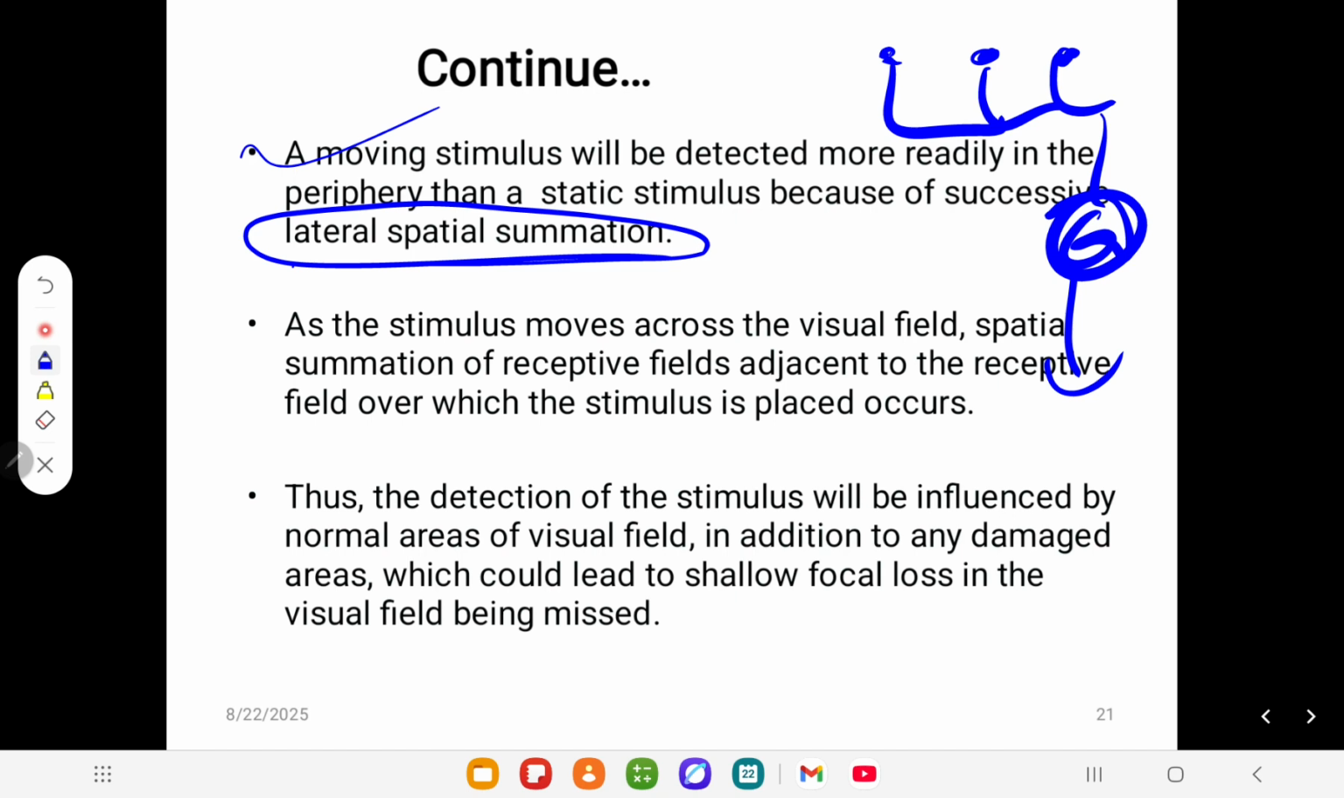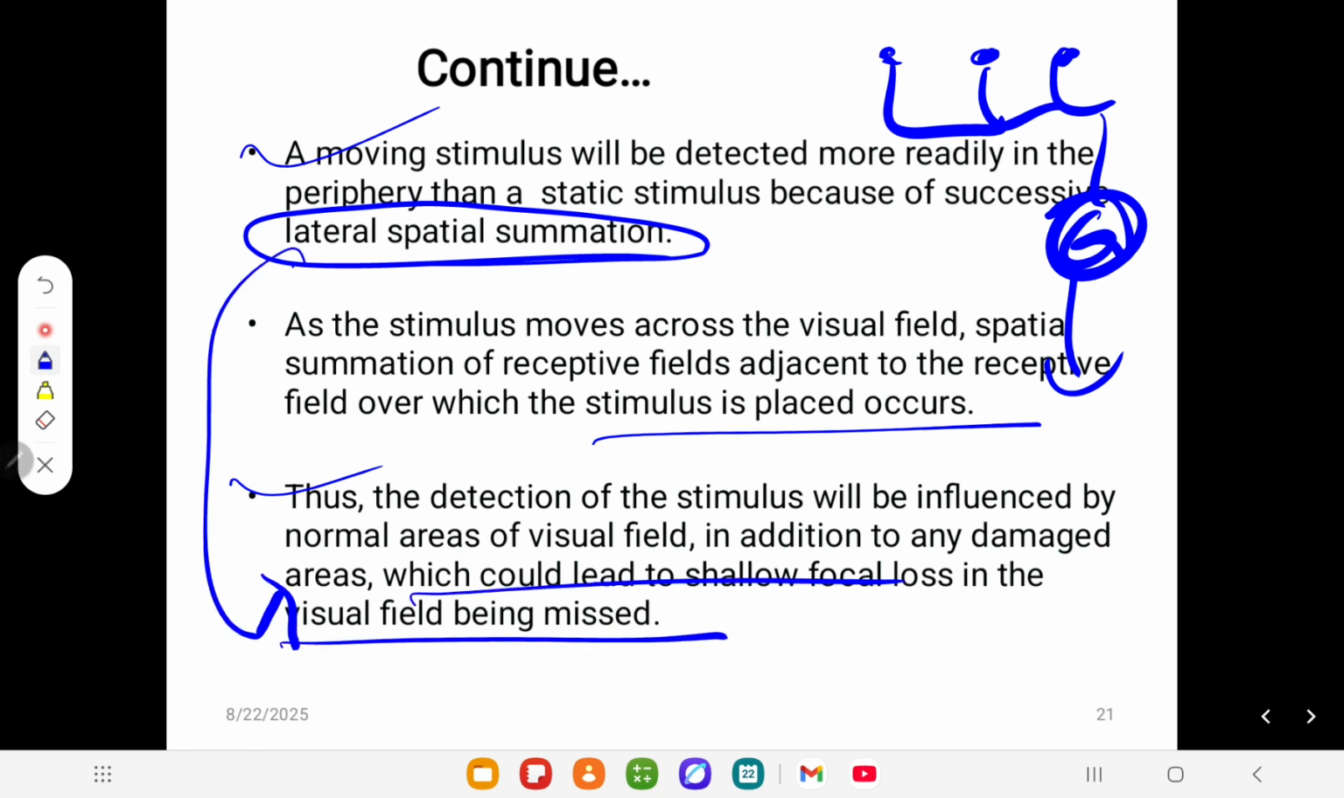So as the stimulus moves across the visual field, spatial summation of the receptive fields adjacent to the receptive field over which the stimulus is placed occurs. Thus, the detection of the stimulus will be influenced by the normal area of the visual field, in addition to any damaged area, which could lead to a shallow focal loss of the visual field being missed. That's why, because of the lateral spatial summation in the periphery, a shallow focal loss of the visual field in the periphery is often missed by kinetic perimetry. So if you want to detect shallow focal loss, static perimetry is always best. That's why in case of glaucomatous field defect, we almost never use Goldmann perimetry.